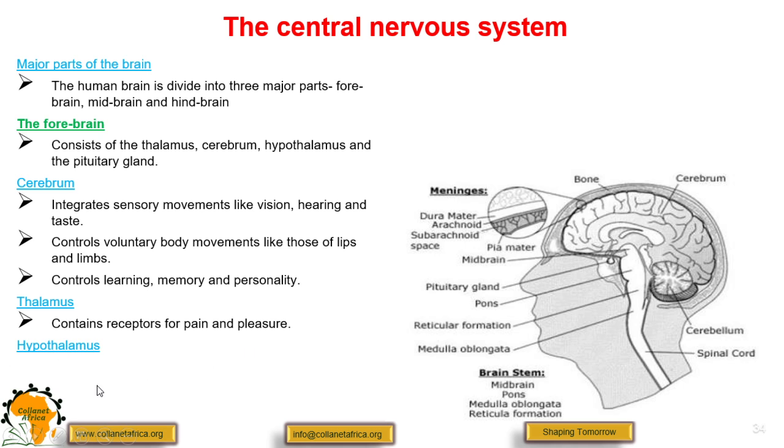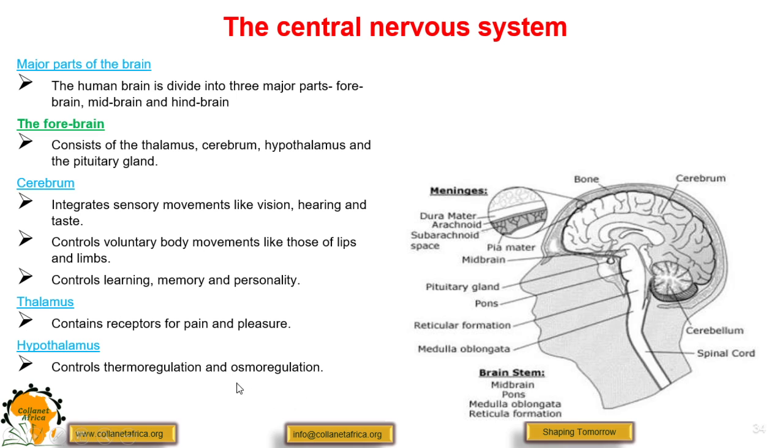We have the hypothalamus as the other part, and this one controls thermoregulation and osmoregulation. Thermoregulation is the regulation of temperature in the body. So the temperature has to be maintained constant or at optimum levels for effective functioning of the cells.